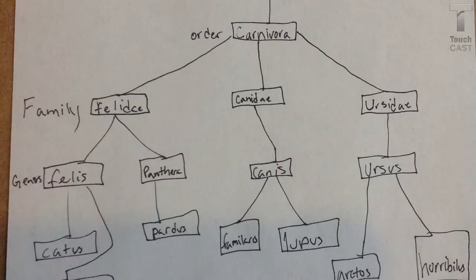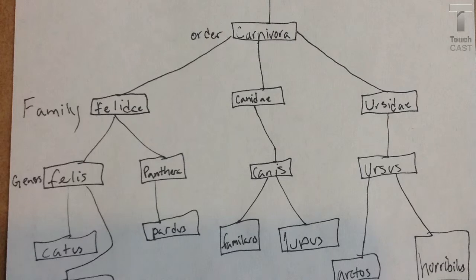This is a classification chart, and the first is kingdom, phylum, class, order, family, genus, and species. The first in the kingdom is Animalia. This includes all the animals. The next phylum is Chordata. And class is Mammalia. Order is Carnivora.